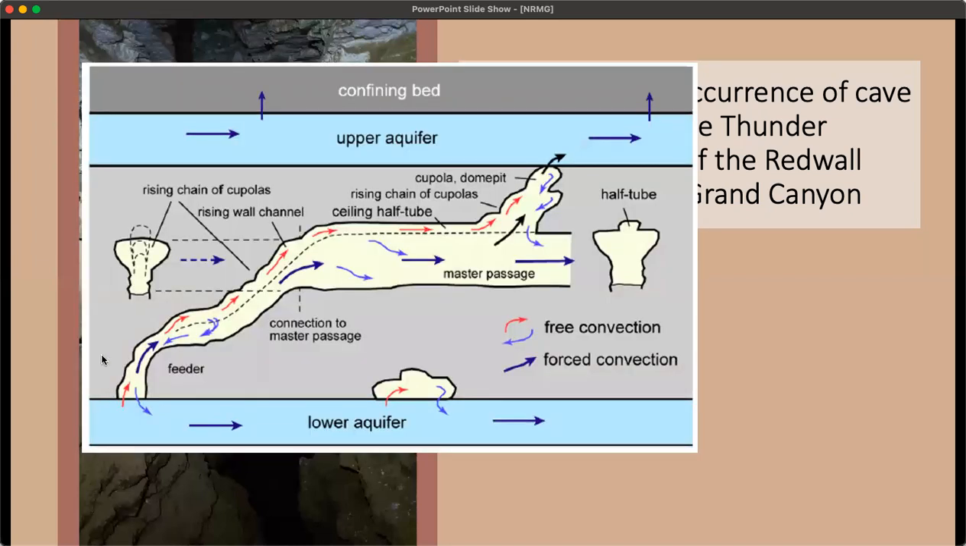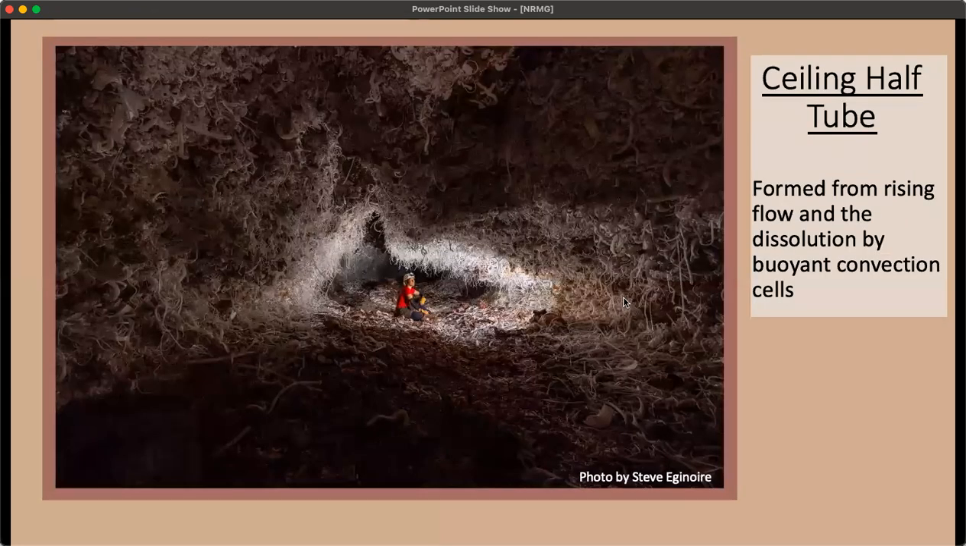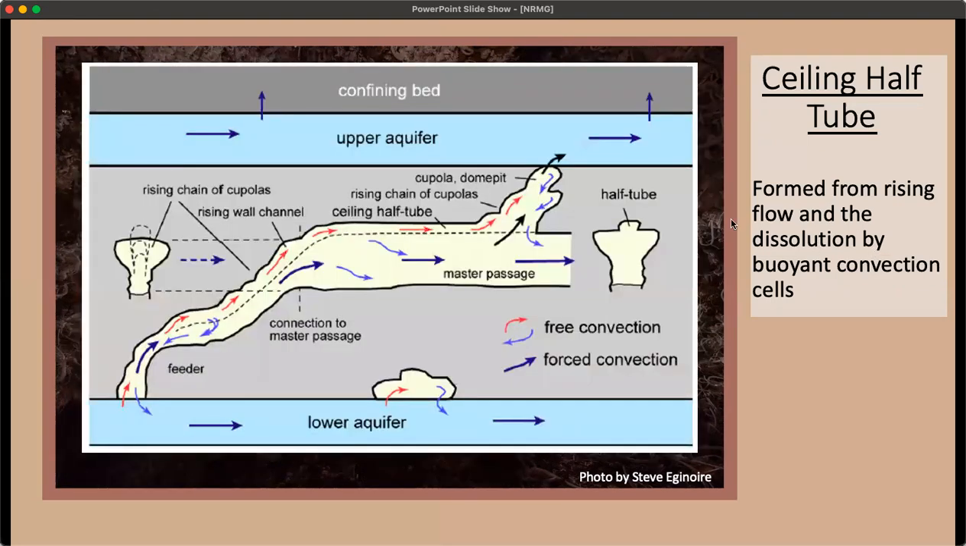And here is that fissure feeder shown in Klimchuk's figure. And lastly, we have a ceiling half tube, again formed from rising flow and dissolution. And this is a beautiful picture, lots of gypsum flowers. You can see the ceiling half tube and the lens-shaped passages. Half tube shown right there.